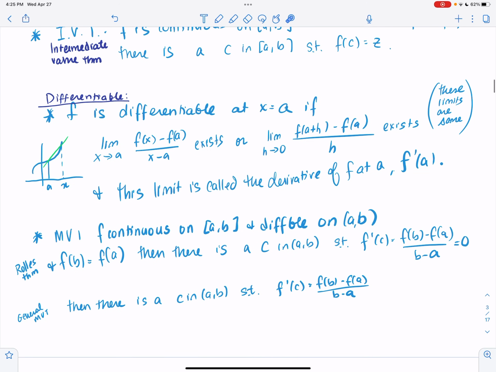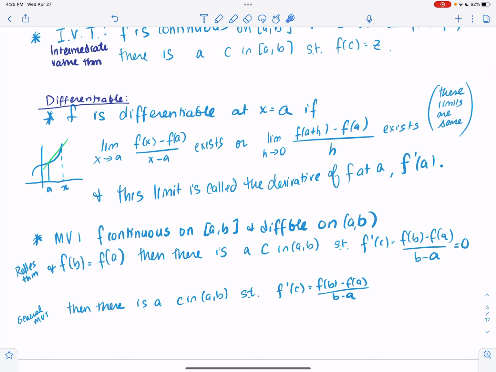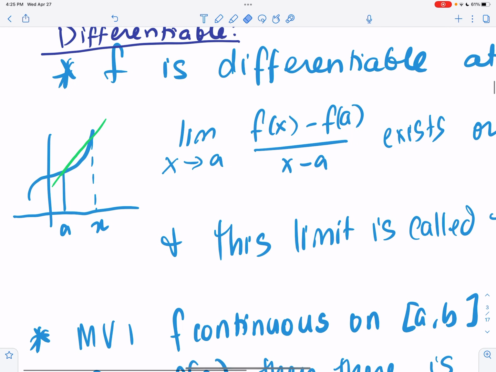How about differentiability or differentiation? We say a function f is differentiable at x equals a if this limit exists: the limit as x approaches a of (f of x minus f of a) over (x minus a). Now, if you remember, if you just look at this part, what is that? If you have a, you have x, (f of x minus f of a) over (x minus a) is just the slope of the secant line, okay? So it's the slope of the line joining these two points on the graph.